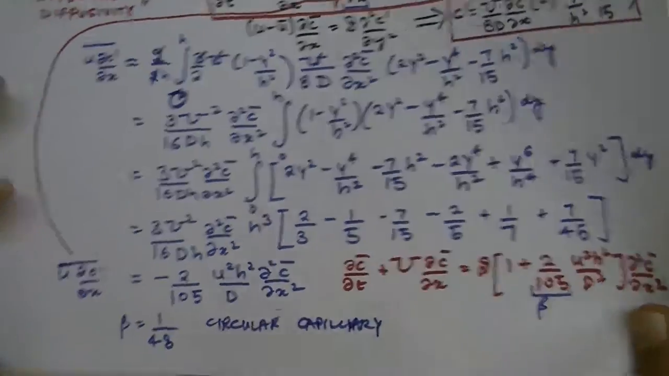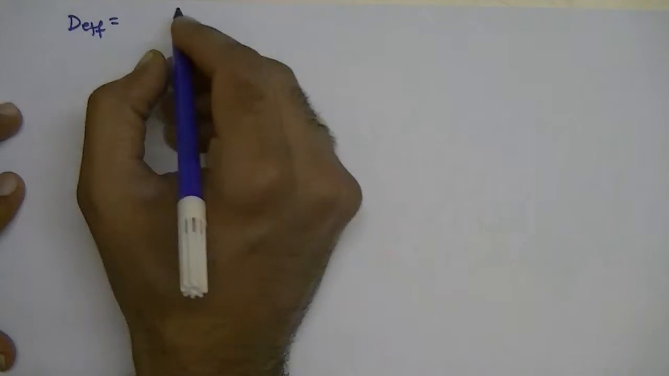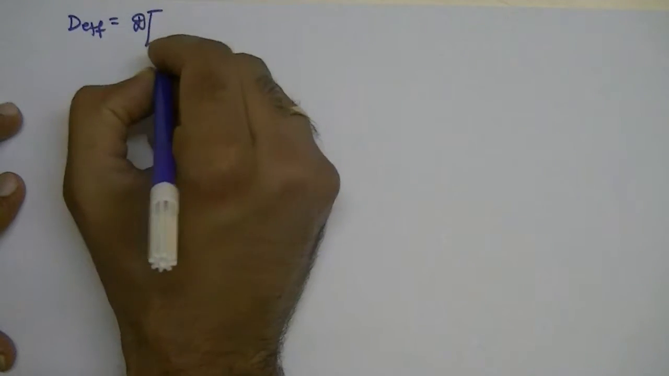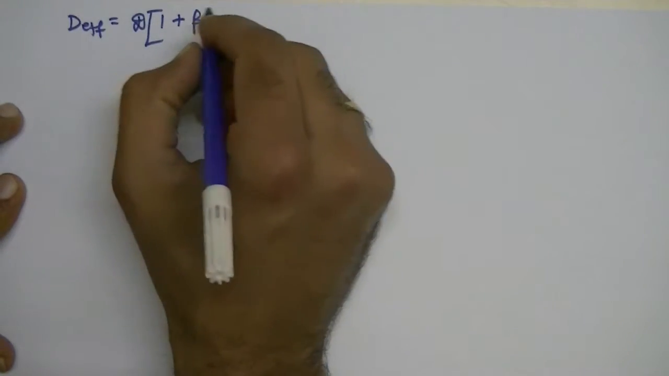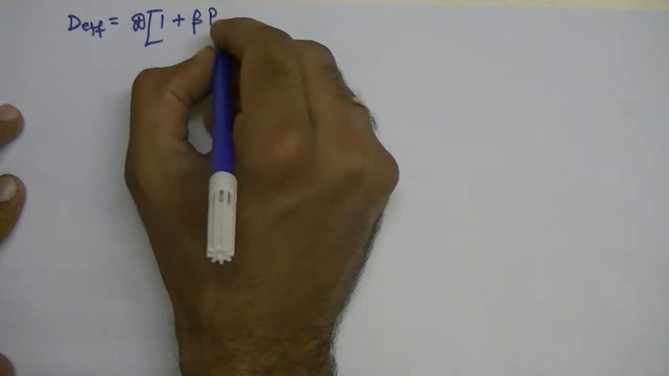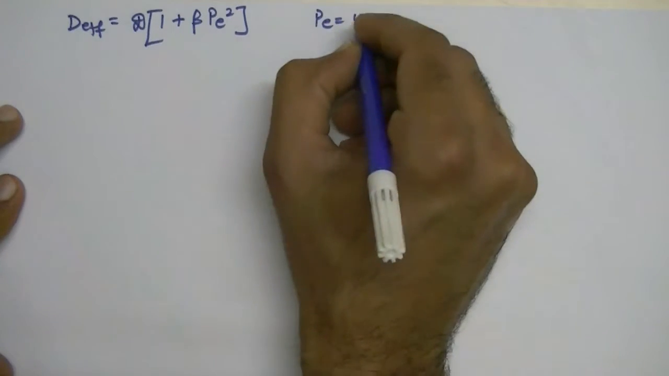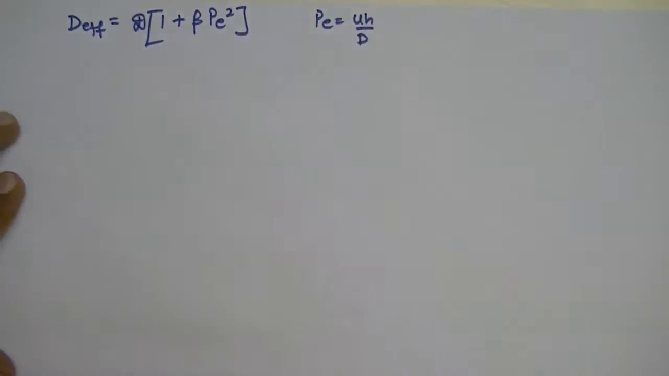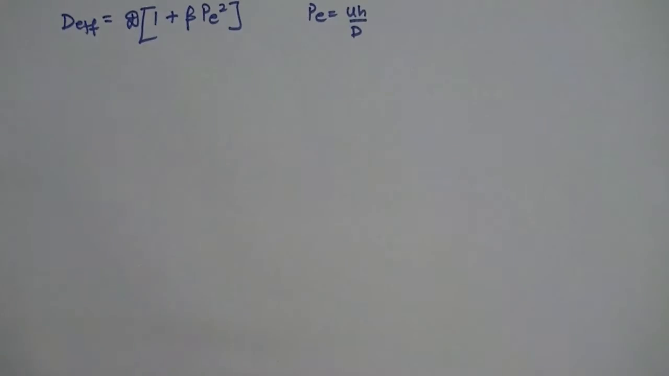But in all cases, you would get the effective diffusivity of the solute along the direction of the flow to be of the form D times 1 plus this constant beta, which depends upon the velocity profile, times the square of the Peclet number, and the Peclet number is defined as UH over D. That means if you have higher Peclet number, then you would have more dispersion.